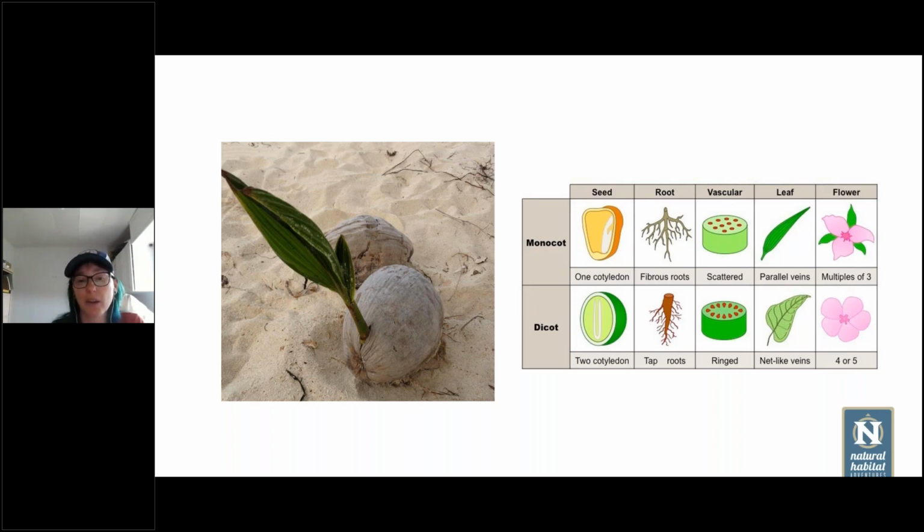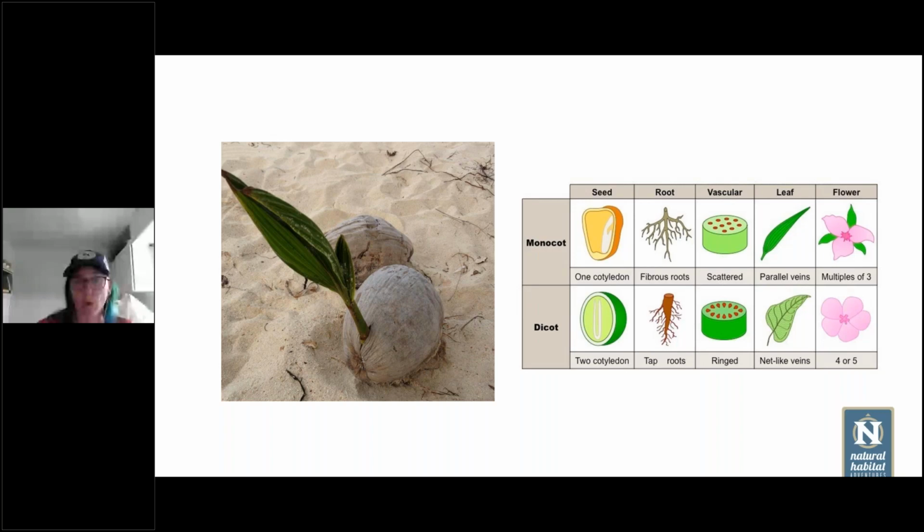Our monocot group is overwhelmingly things like our cereal crops, so it's a lot of grasses. It also includes lilies and orchids. Dicots represent most things that we normally recognize as flowering plants, the pretty flowers. But the coconut there in the left-hand side picture is showing us its single basal leaf coming out there. It is a single leaf.